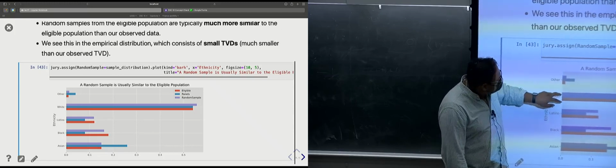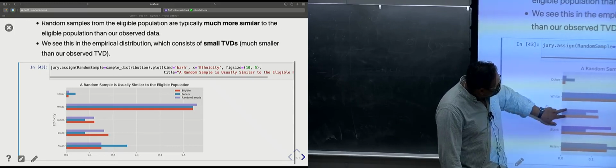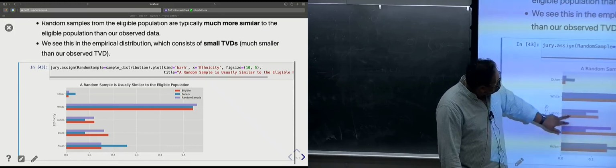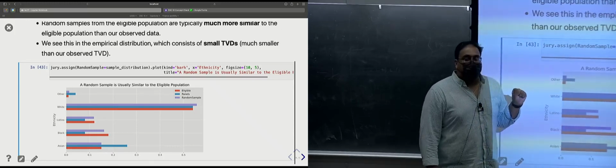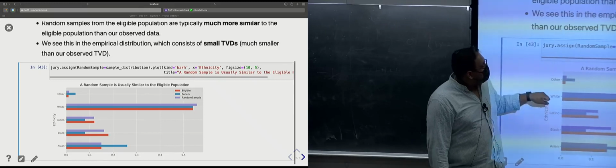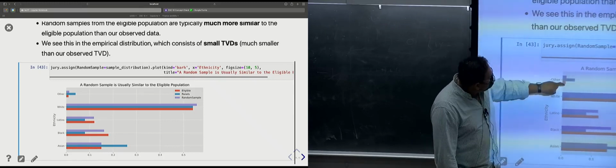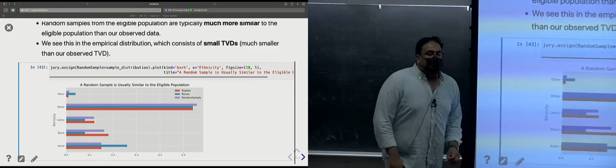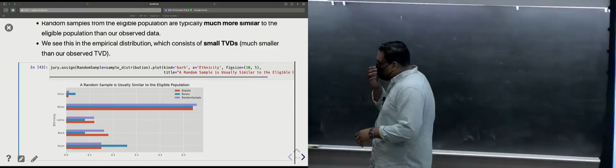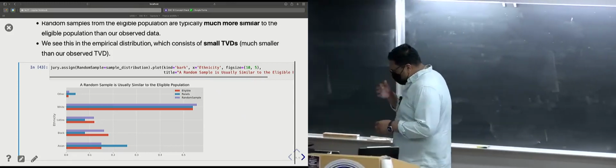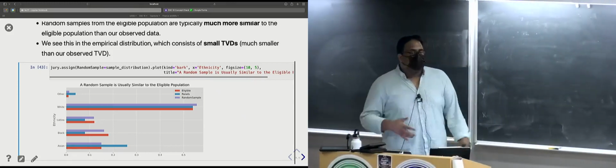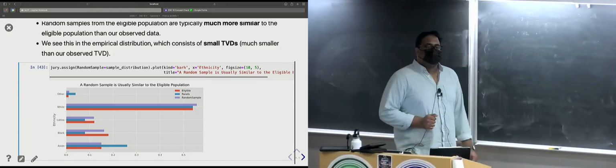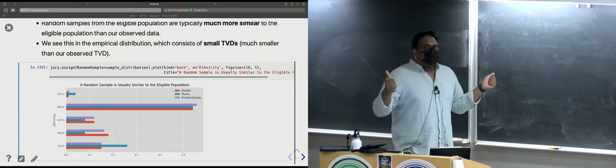And you can see the red and purple bars are almost the same length in all 5 categories. Do we agree? It's the observed panel that's different, right? Here the bar is longer, here it's shorter, here it's shorter, here it's longer. Right, so this is giving us more visual evidence that our sample doesn't seem like it was drawn at random from the eligible population. Sound good?